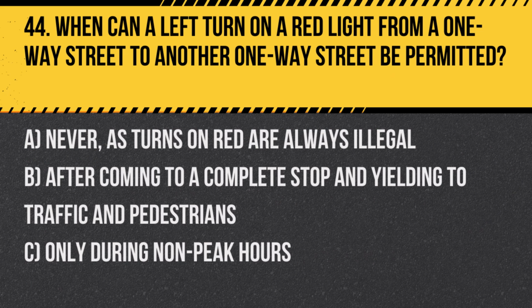When can a left turn on a red light from a one-way street to another one-way street be permitted? A. Never, as turns on red are always illegal. B. After coming to a complete stop and yielding to traffic and pedestrians. C. Only during non-peak hours. Answer: B. After coming to a complete stop and yielding to traffic and pedestrians. This maneuver is allowed unless otherwise posted.